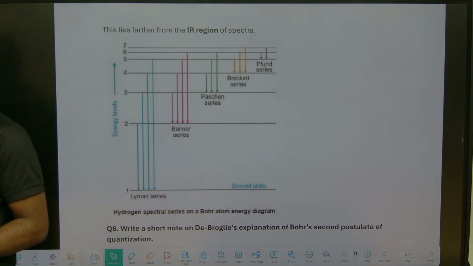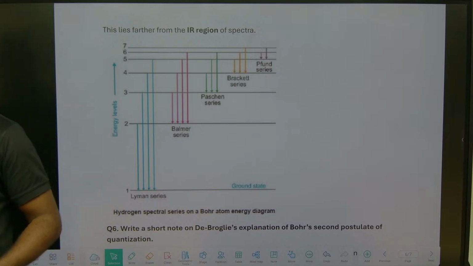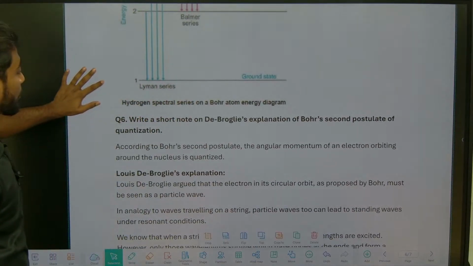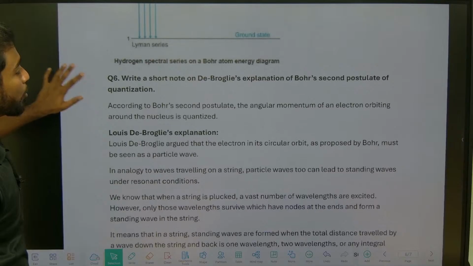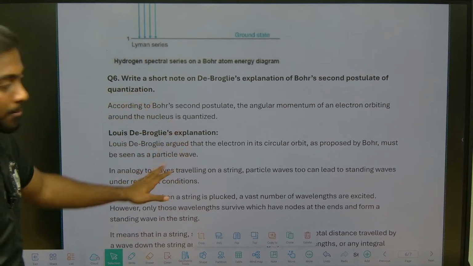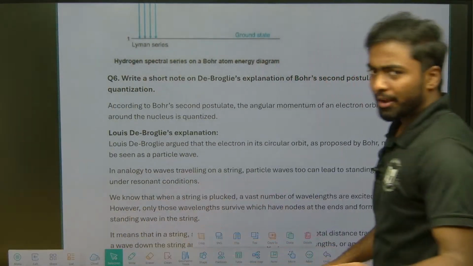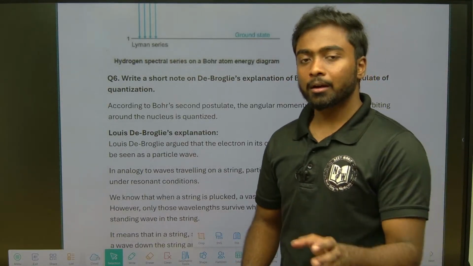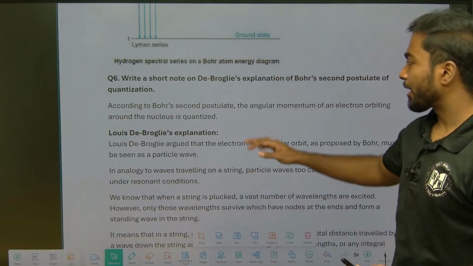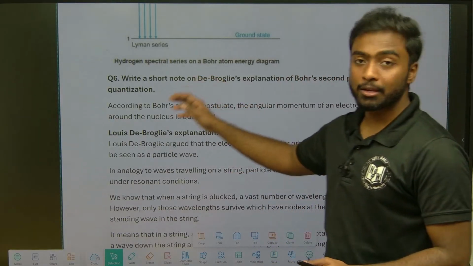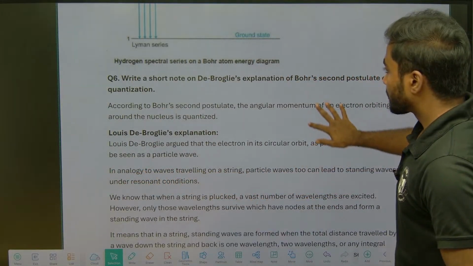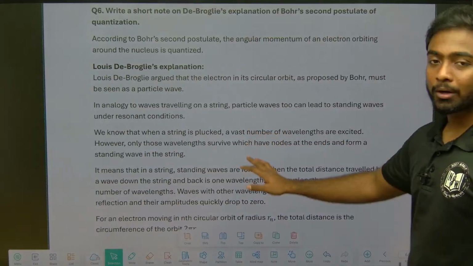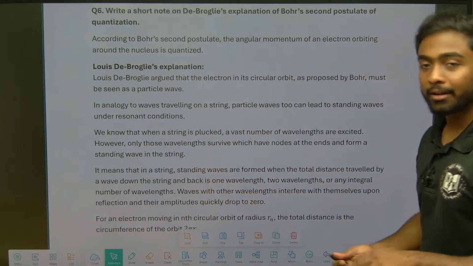Hello, hi. So now we are going for the last question. Write a short note on de Broglie's explanation of Bohr's second postulate of quantization. As I told you, this lesson is full of theory only, there is no derivation. I need to write the theory part and the equation, that's it. So it's only a memorizing thing in this lesson. I'll explain the important points here, and we can take the points from there.